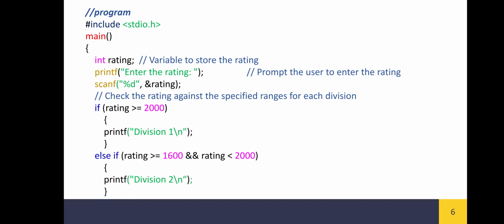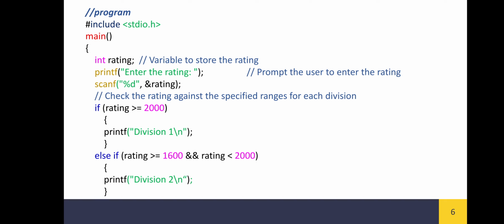Now we are going into control structures, which check if a condition is true or false. For example, in this question we have to check if the rating is greater than 2000. If it is greater than 2000, then we print that he belongs to division 1. If it is between 1600 and 2000, then he belongs to division 2. If it is less than 1600, then he belongs to division 3. Now let us write code for it.